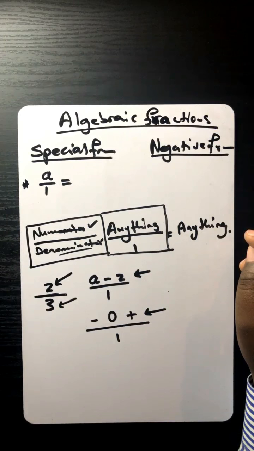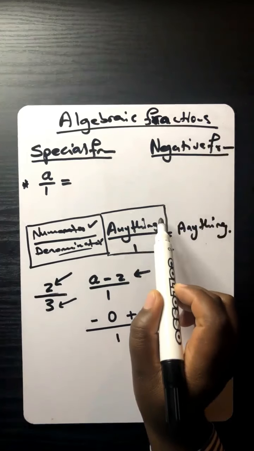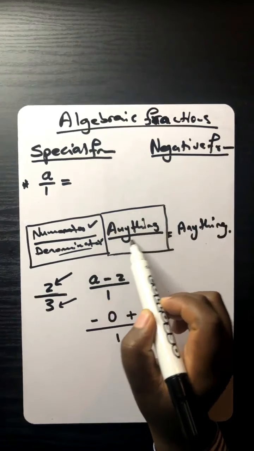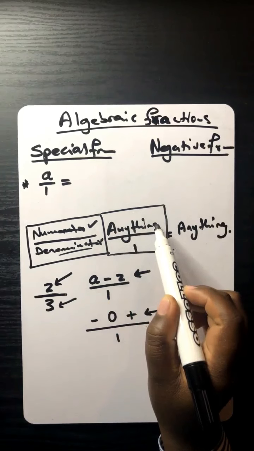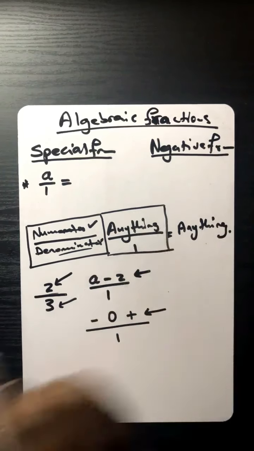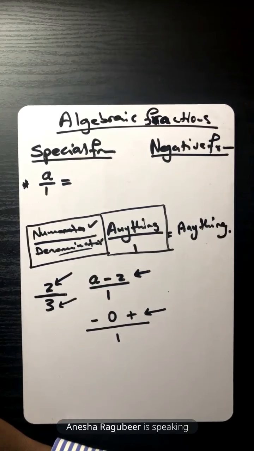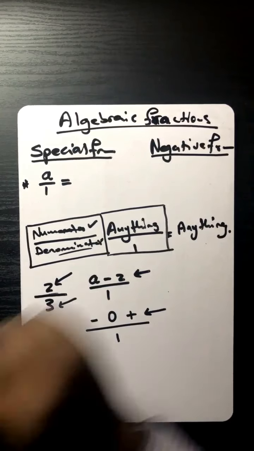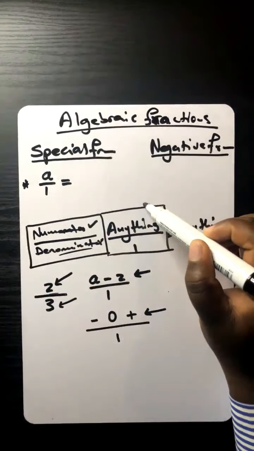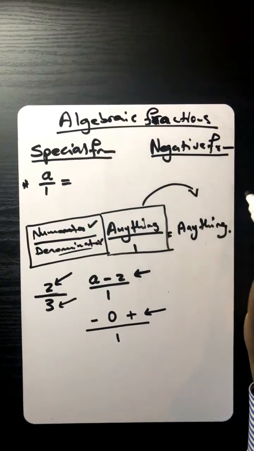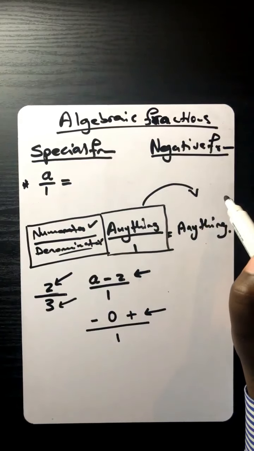So you can write any number divided by the denominator, which is 1, which will give you any number. Between anything and 1, which one is a numerator and which one is a denominator? So the numerator is anything and the denominator is 1. 100%. So according to this, it means anything divided by 1 is equal to anything.